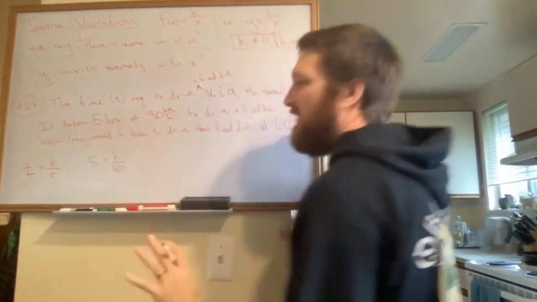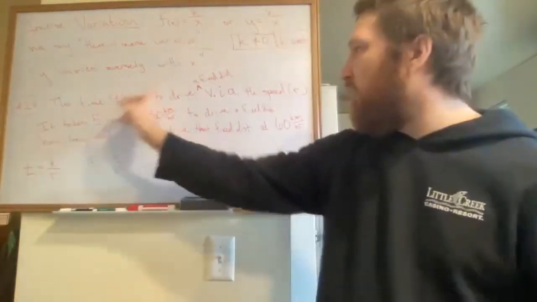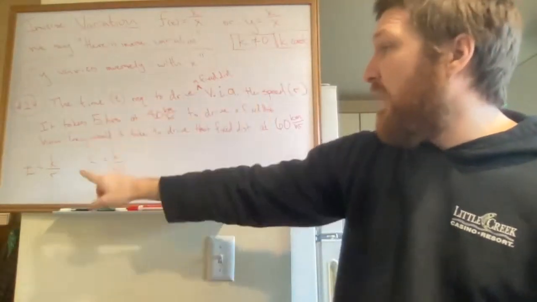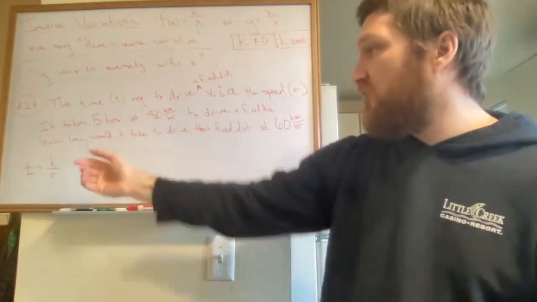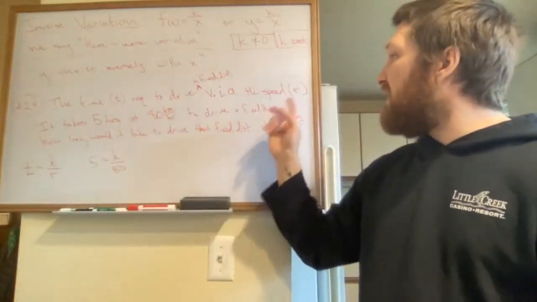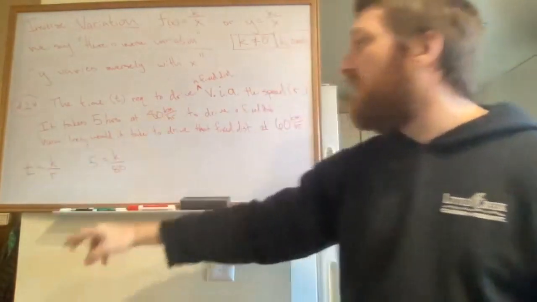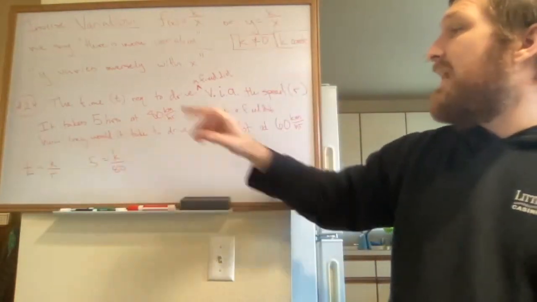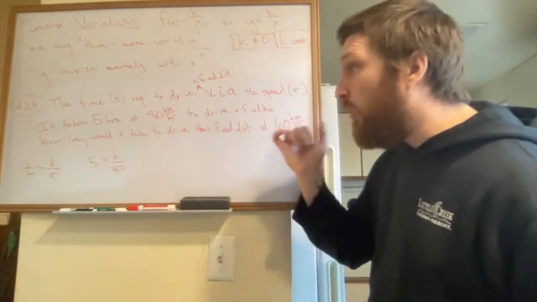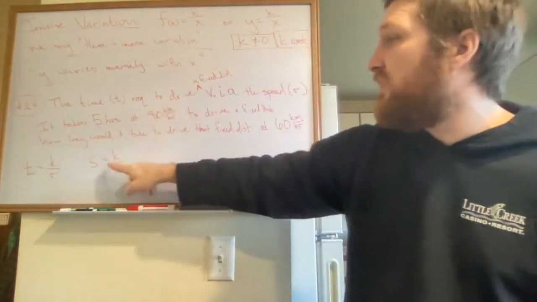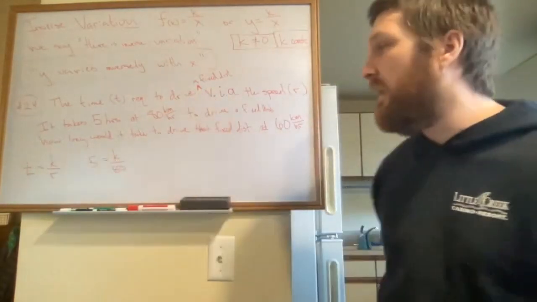Now let me just double check that. We said T was the time required to drive. And it says it takes 5 hours as the time required to drive. Okay. Now it says that the speed is R. So that's the speed right there. They've given me 80 kilometers per hour. So yeah, that's the speed that we're driving. So that's where that goes. Okay, nice. What's K?